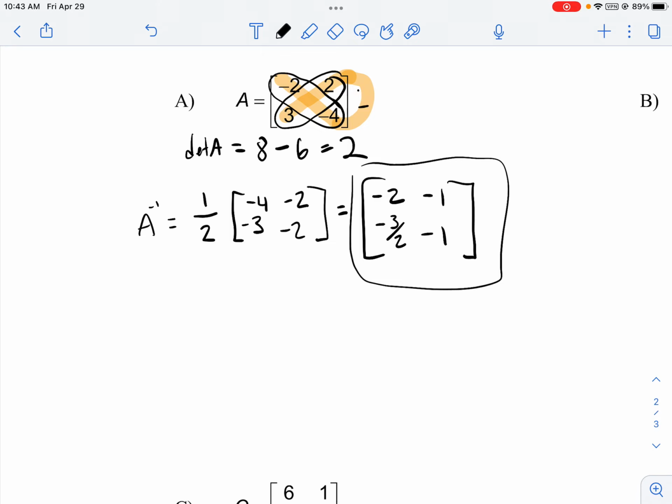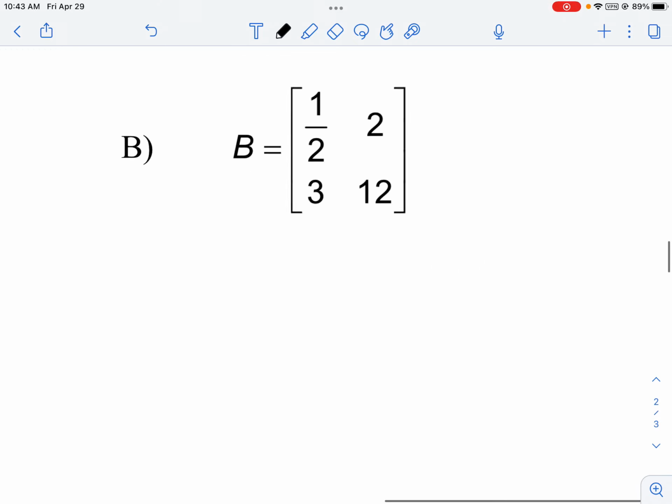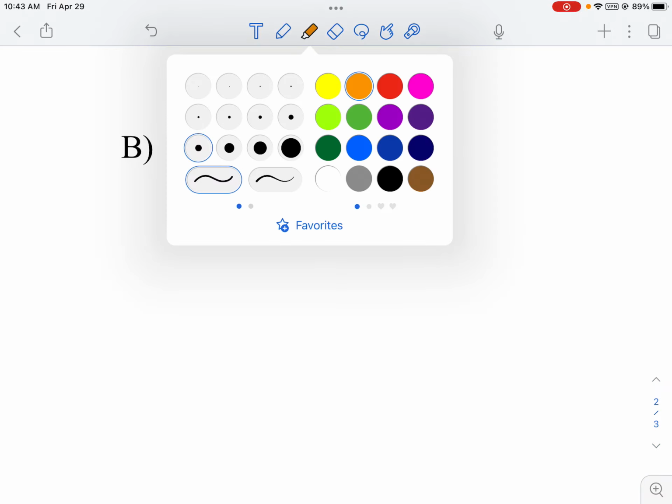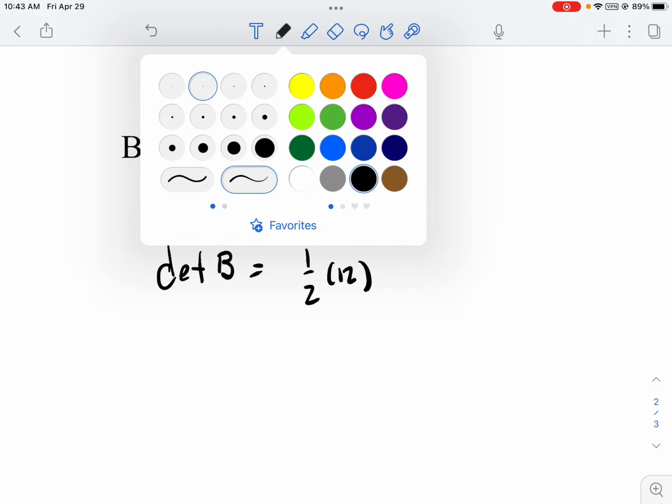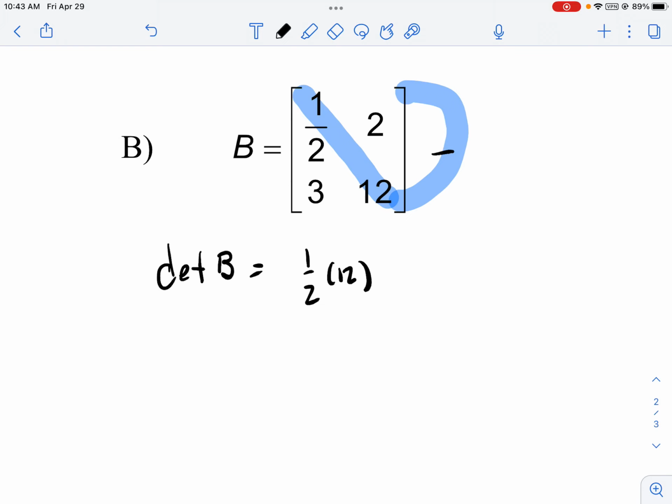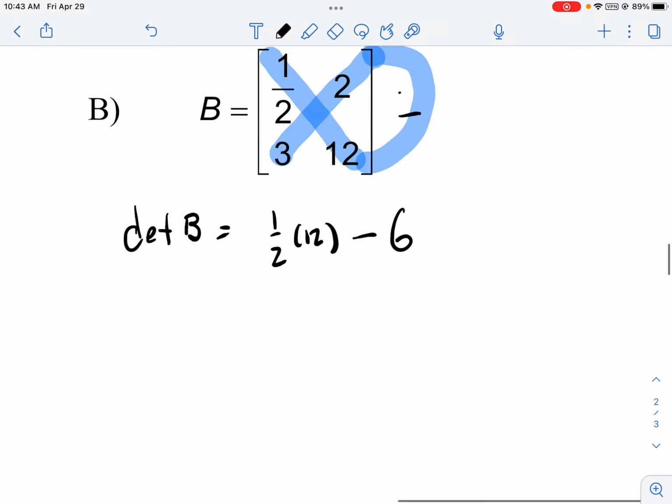Okay, let's do it again. Example B. First off, find the determinant. Let's use blue this time. So we do the first diagonal multiplied, so the determinant of matrix B equals 1/2 times 12. And then you want to minus the other diagonal, so 2 times 3, which is 6. Half of 12 is literally 6. 6 minus 6, 0.